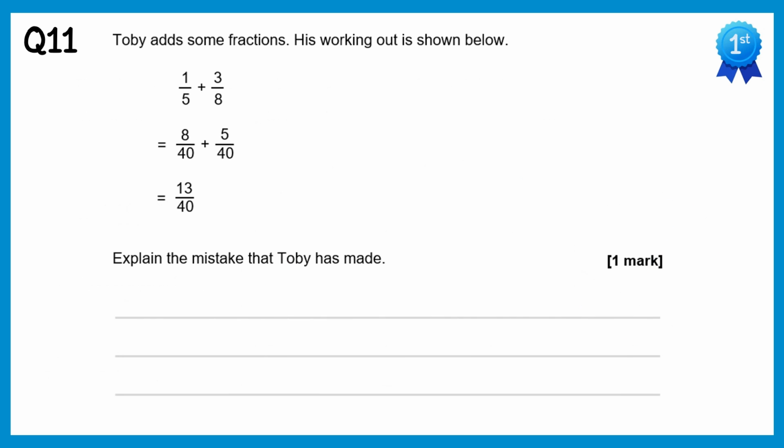In this question, we're trying to find Toby's mistake, so let's add the fractions. To add these, I need to get a common denominator. The lowest common multiple of 5 and 8 is 40, so let's rewrite both of these fractions over 40. For the first one, 1/5, I need to write this over 40, so I need to multiply the denominator 5 by 8, since 5 times 8 is 40.